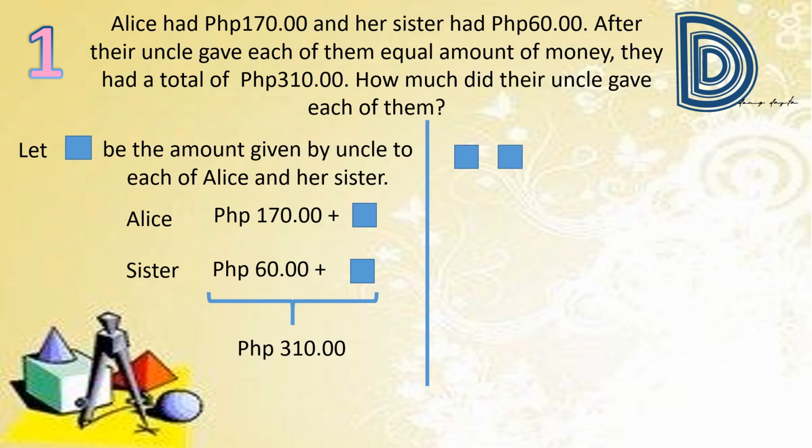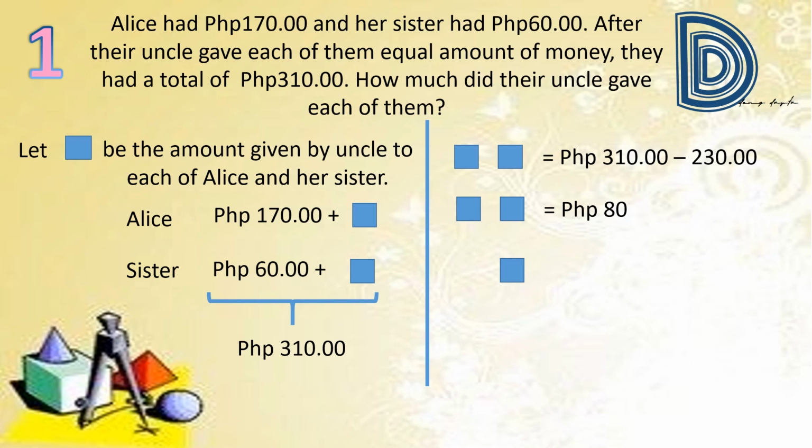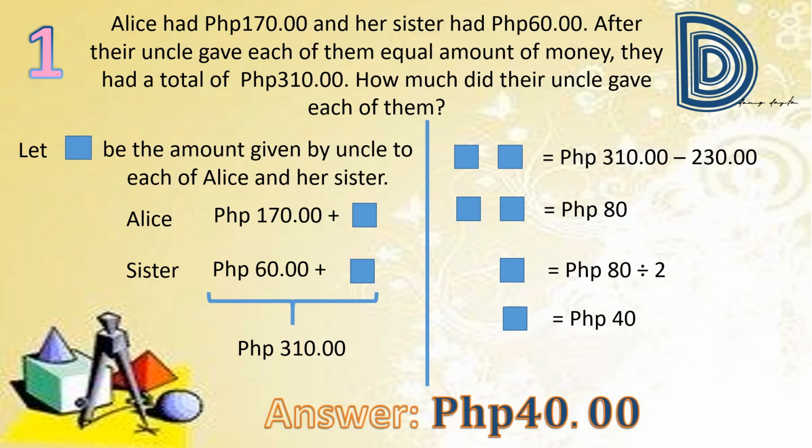In a mathematical sentence, the two blocks would be equal to 310 pesos minus the initial amount Alice and her sister had at first, which is 230 pesos. So the two blocks represent 80 pesos. If the two blocks represent 80 pesos, what would be the amount of one block? That will be 80 divided by 2, or 40 pesos. So uncle gave 40 pesos to each of Alice and her sister.